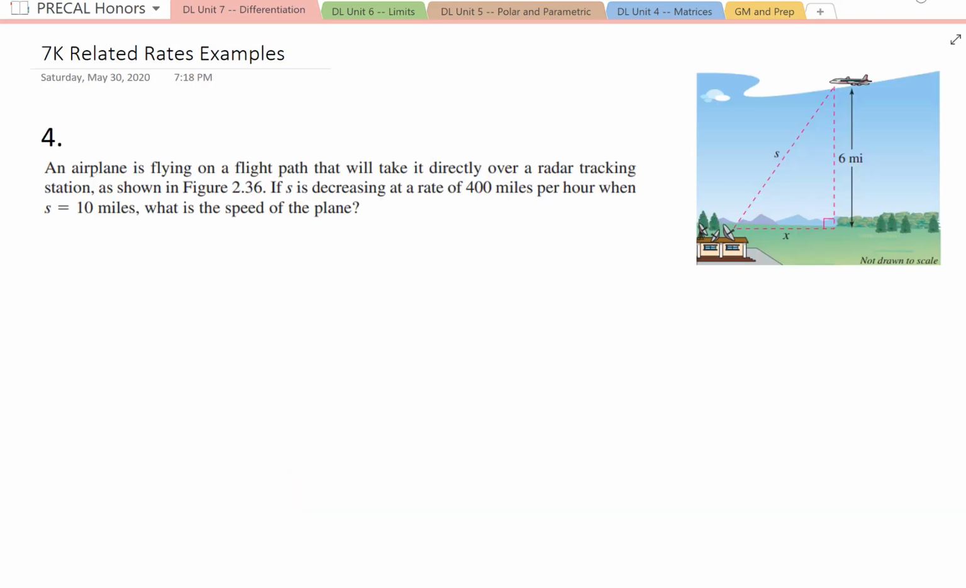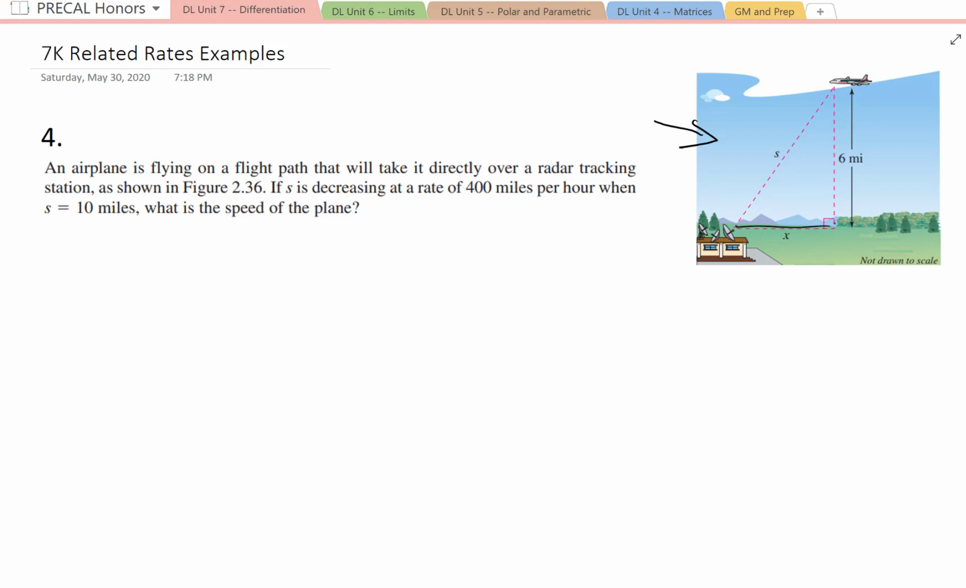An airplane is flying on a flight path that will take it directly over a radar tracking station. If s is decreasing at a rate of 400 miles per hour when s equals 10 miles, what is the speed of the plane? Here we've been given a diagram that shows us a right triangle.